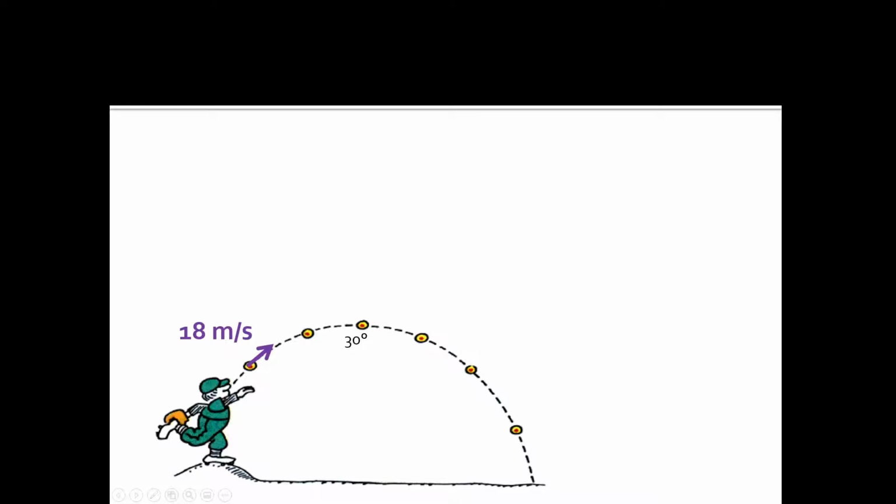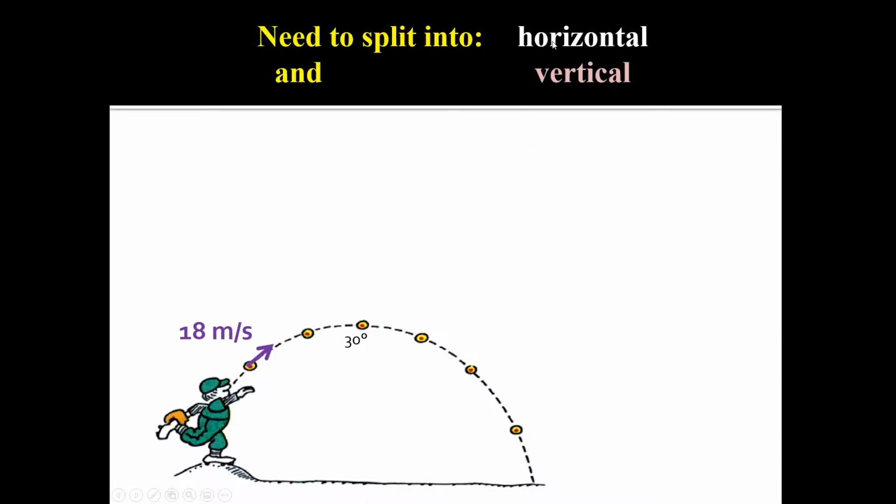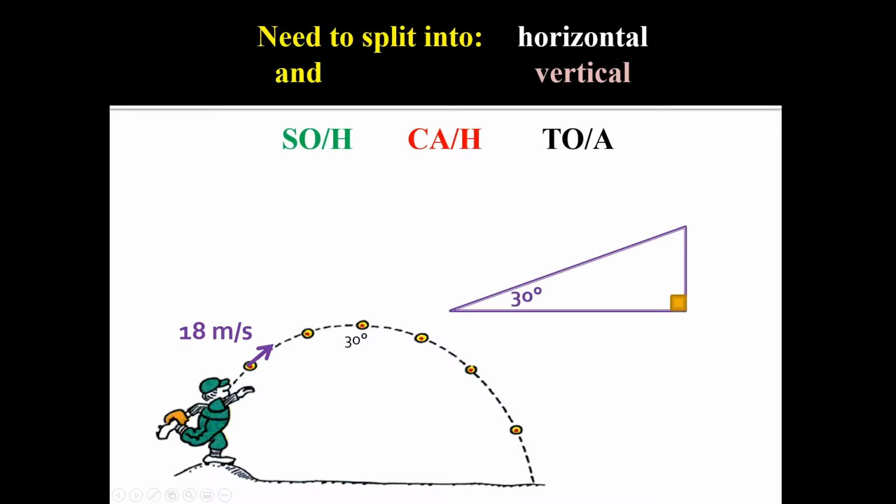So how can we distinguish between horizontal and vertical parts? Here we see the velocity of a ball thrown at 18 meters per second at an angle of 30 degrees. This is not horizontal or vertical. What we need to do is draw a right triangle so that we can split into horizontal and vertical components using our trigonometry functions. SOHCAHTOA: sine, opposite over hypotenuse; cosine, adjacent over hypotenuse; and tangent, opposite over adjacent.